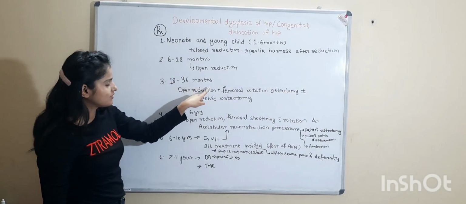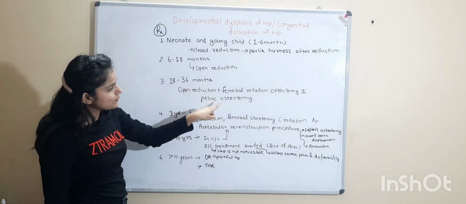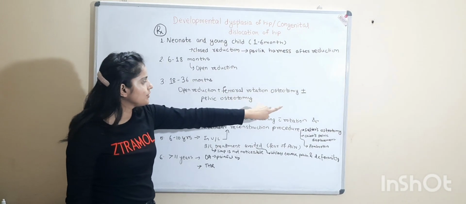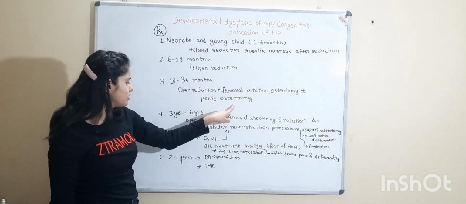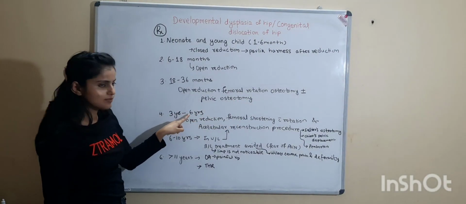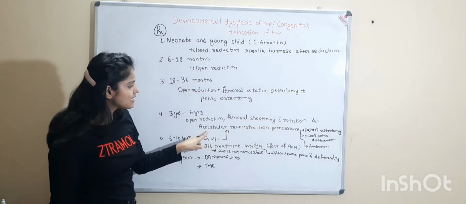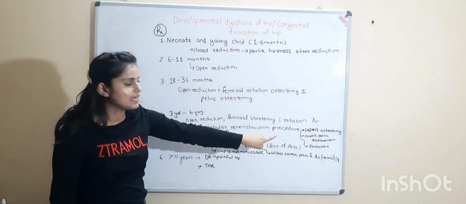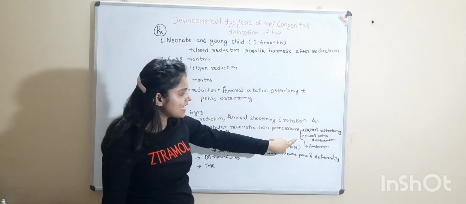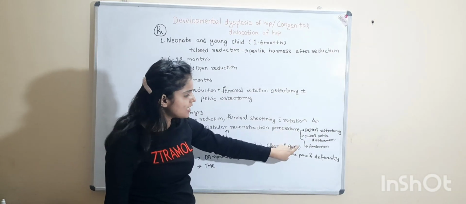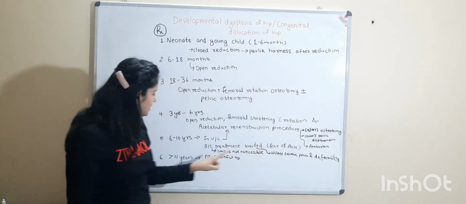In a child of 18 to 36 months, open reduction with femoral rotation osteotomy with or without pelvic osteotomy is performed. In a child of 3 to 6 years, open reduction, femoral shortening with rotation and acetabular reconstruction procedures named Salter osteotomy, Chiari's pelvic displacement osteotomy, and Pemberton osteotomy are performed.